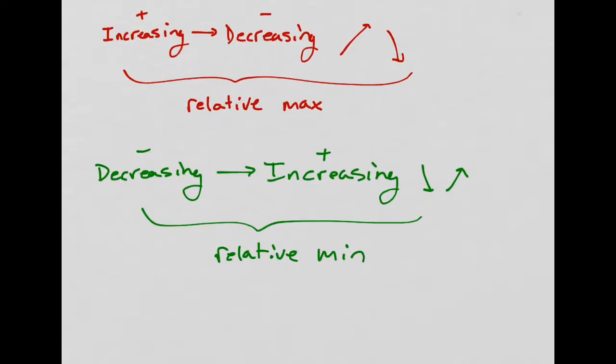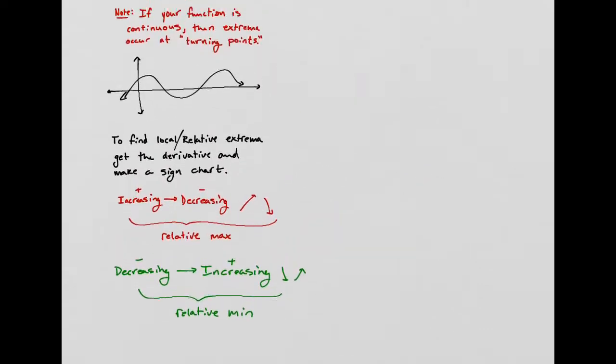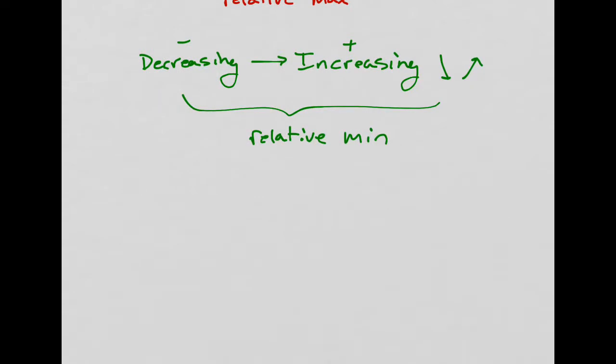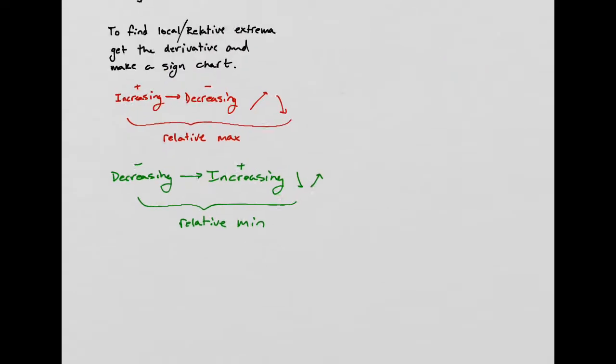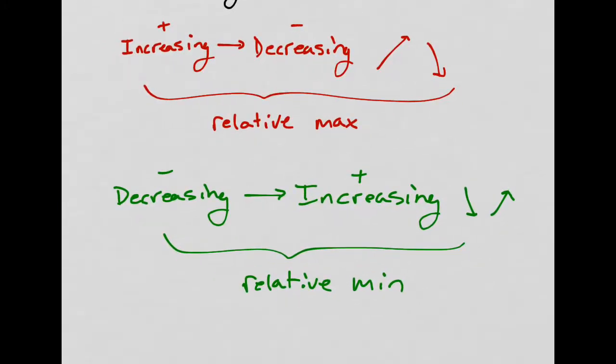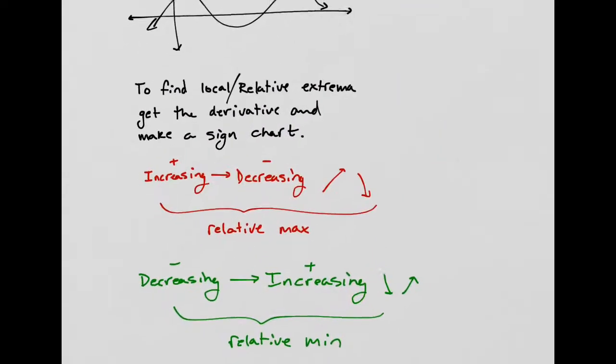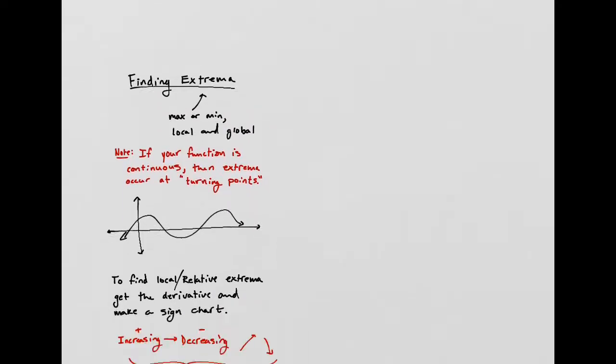Then you just check your endpoints maybe and see if you have any absolute maximum or minimums. I'll show you what I mean when I say check the endpoints for your intervals. To find any absolute maximum or minimums, you just see which relative extrema have the highest y values, and then also check your endpoints, because you could have absolute maximums or minimums at endpoints as well. And I'll show you what I mean with an example.